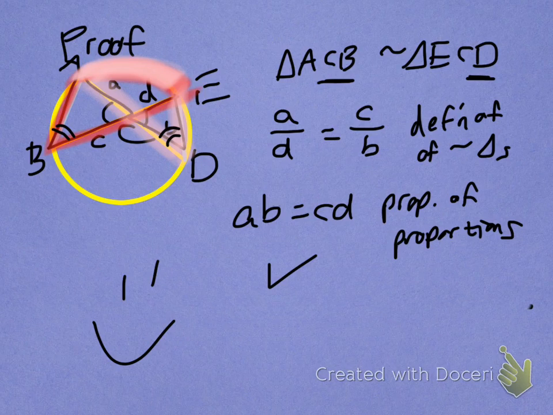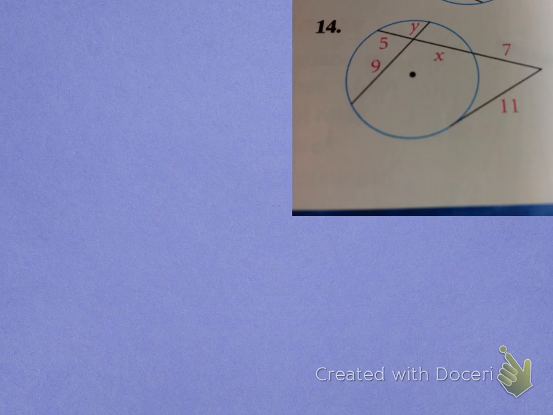If you want to, you can try to prove parts 2 and 3. Again, you're going to want to use triangles. You're going to want to show things are similar, and that's a wonderful strategy to use. All right? So, here we go. Let's look at some examples.